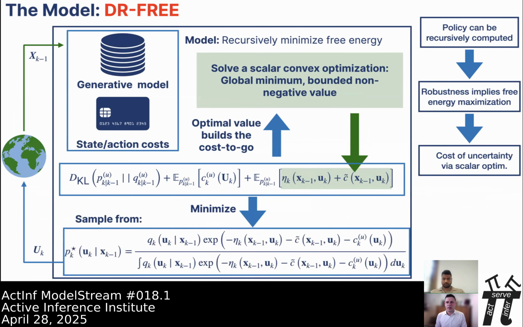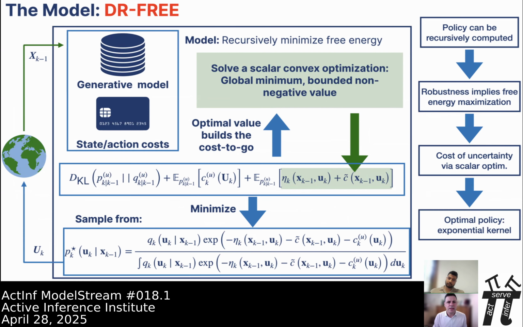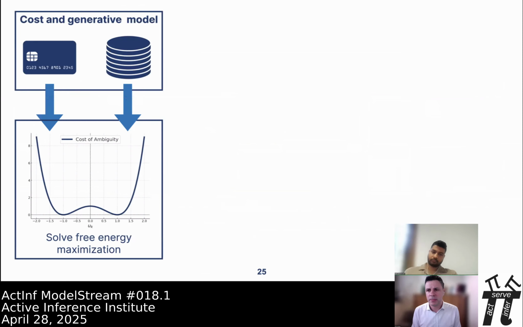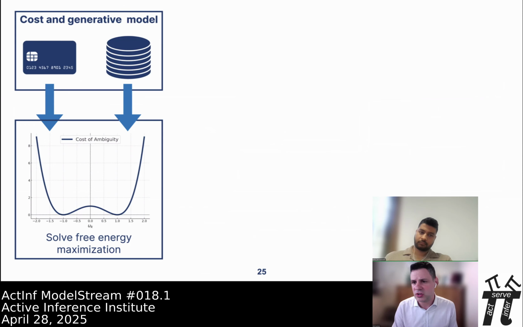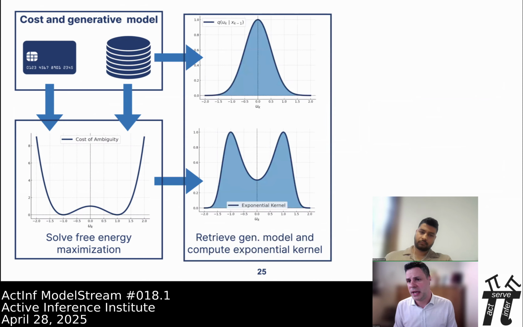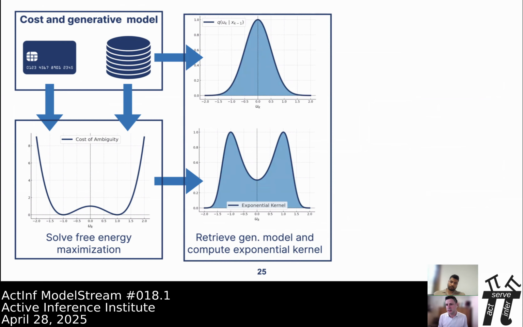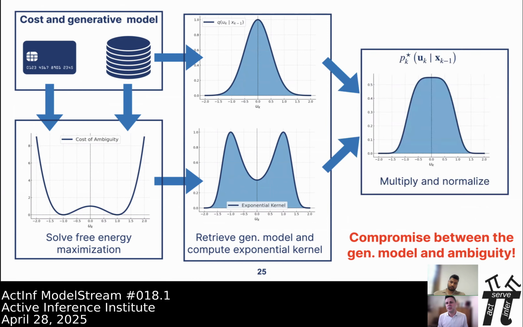So the policy in our model has a very clear and neat structure, at least algebraic structure. What happens inside the model, so we can continue developing the flow of information inside the model? We have the cost of ambiguity computed with that scalar optimization problem. We gather the generative model and we build the exponential inside the policy formula. Then the two terms here are multiplied with each other, and after normalization, we obtain the policy. You see, it is quite clear that the optimal policy, coming from multiplication and normalization, is a compromise between the generative model and the ambiguity.